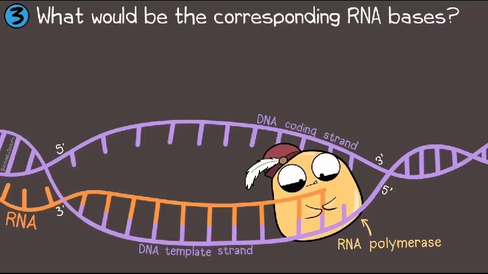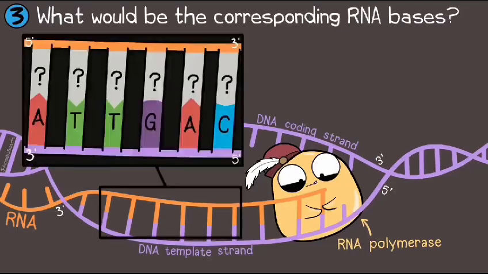Question 3. In a process known as transcription, a complementary RNA strand called messenger RNA has to complement the DNA. More about that in our protein synthesis video. So if I still had the original portion of DNA here, what would be the complementary RNA bases?